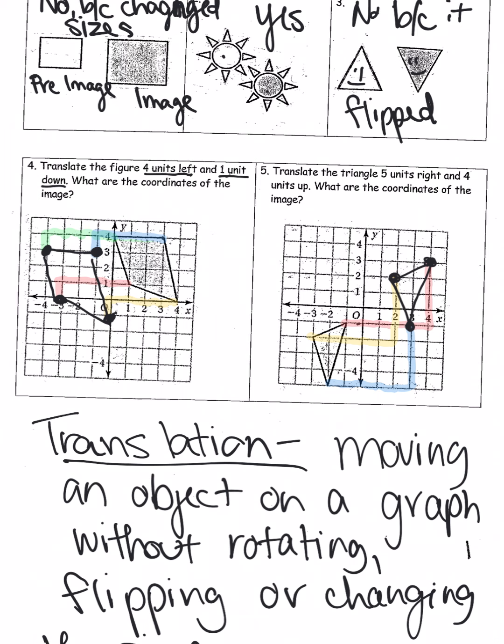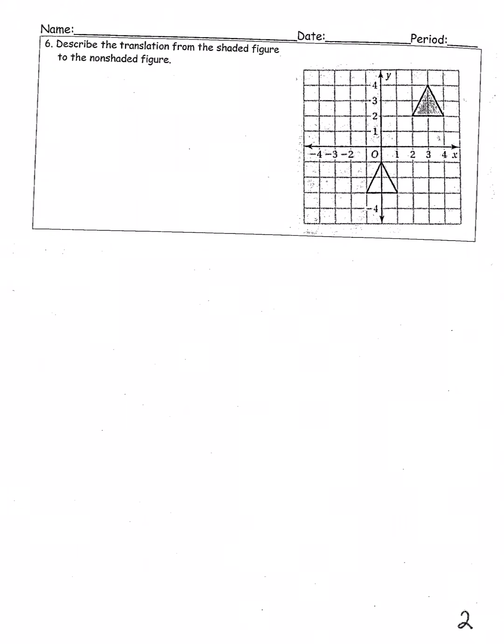Our last look at this, we're going to look at trying to figure out what the rule was or the translation was between 2 shapes. So we have number 6 here, describe the translation from the shaded figure to the non-shaded figure. So we're starting here, and we're going to end here. It does matter which one you start with, so make sure you pay attention to which one goes first, from the shaded to the non-shaded. So let's highlight our path.